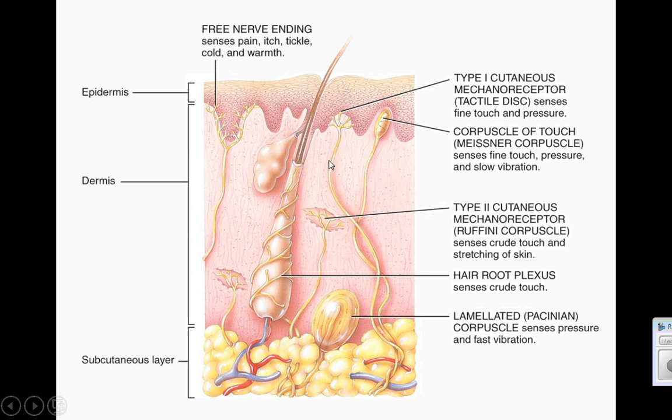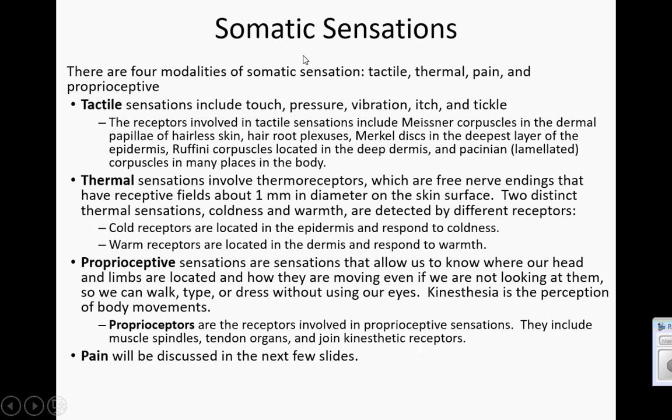Now, itch and tickle involve free nerve endings, which cold and warmth also involve, which are the 2 thermal sensations. Cold and warm receptors are both known as thermoreceptors, free nerve endings having a receptive field about 1 millimeter in diameter on our skin surface. Cold receptors are found in the epidermis responding to cold. Warm receptors are down in the dermis responding to warmth.